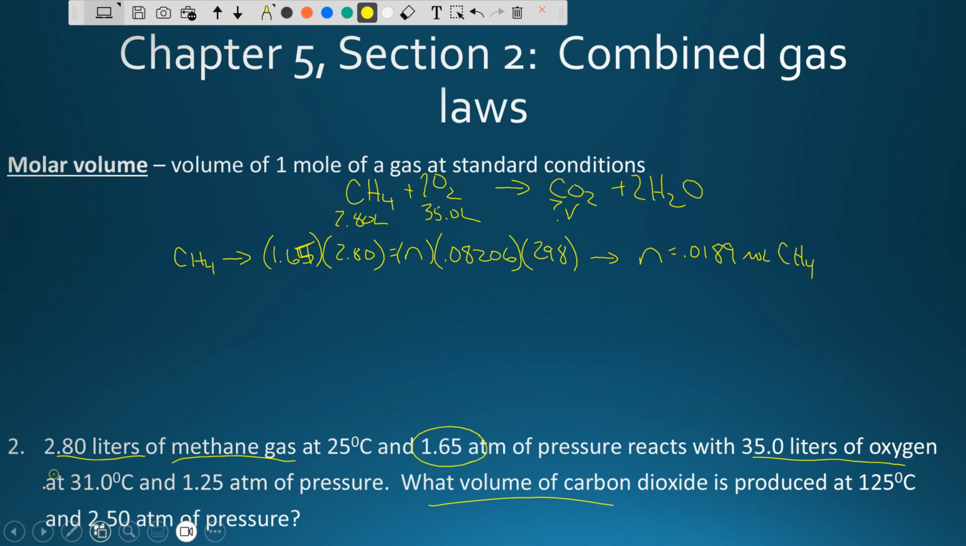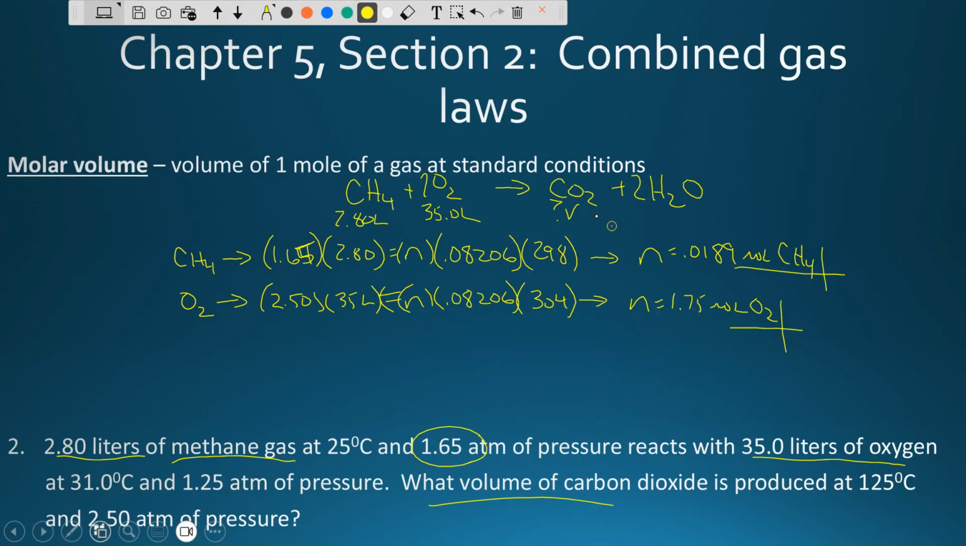Okay, now let's follow, and we could go with completion with this, but let's follow my oxygen for a moment as well. So I have 2.50 liters, and that's going to be 35 liters worth. And I'm going to make that equal to n times my 0.08206. And my temperature is a little bit different on this one, 304. And so my n is going to be 1.75 moles of oxygen. Now, it's a limiting reagent, so let's solve that for my carbon dioxide. And so in my balanced equation, I have 2 moles of oxygen for every 1 mole of carbon dioxide.